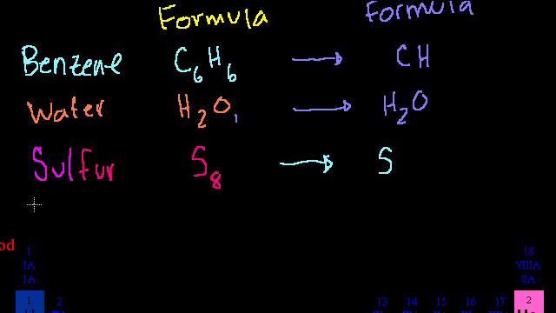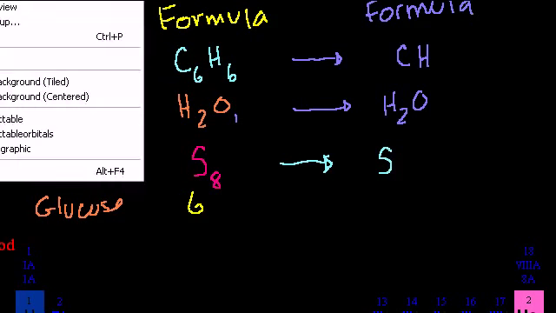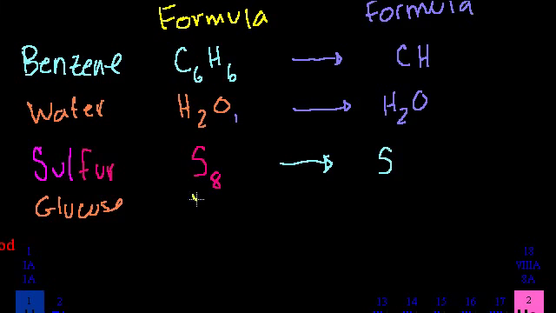Glucose. Let me pick a new color. Glucose. The molecular formula is C6H12O6. So for every 6 carbons, there are how many? For every 6 carbons, there are 12 hydrogens and 6 oxygens.